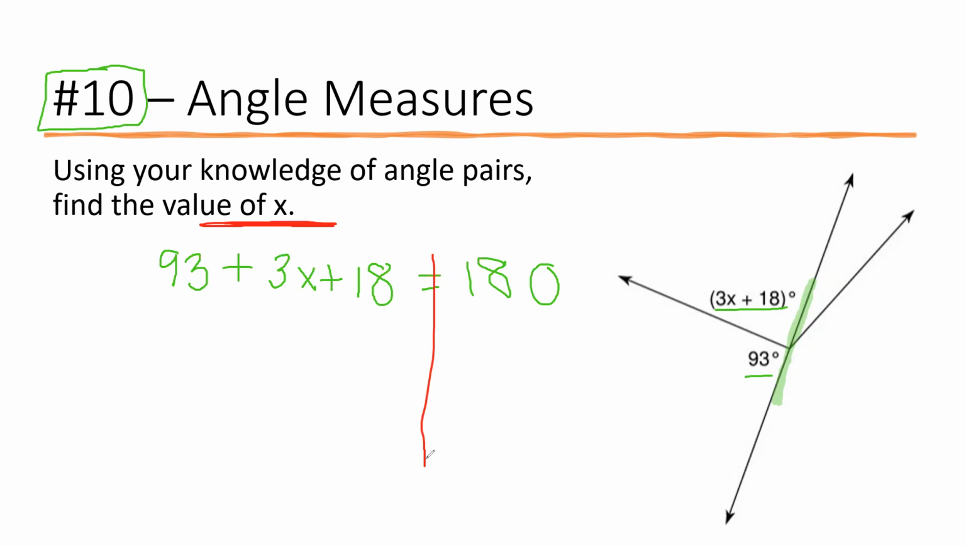So remember, when we're solving equations for x, the first thing that we need to do is do any simplifying. I don't see any parentheses, so there's no distribution, but I do have a set of like terms that I can combine, a 93 and an 18. So 93 plus 18 is 111 plus 3x equals 180. All right, I don't see anything else I can do to simplify, so now we can start solving.